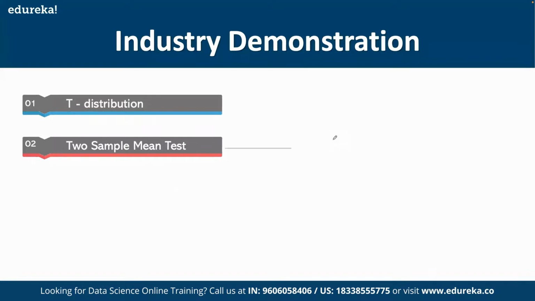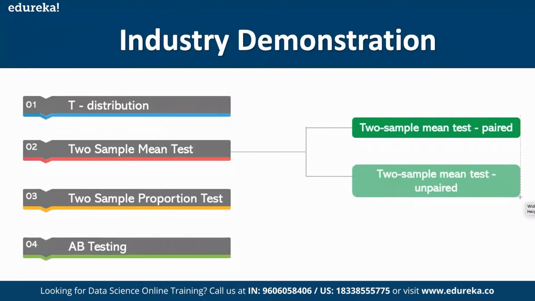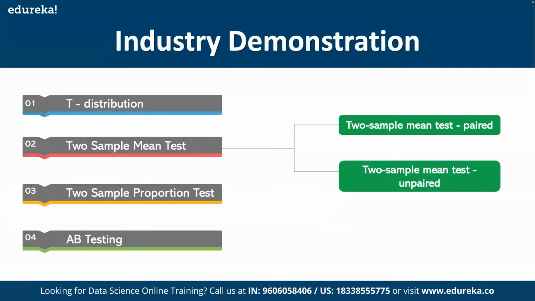And there is something called a two sample mean test. Under this, we've got the two sample paired test and the two sample independent test. Let me show you what it would mean. Under two sample tests, we've got paired and unpaired, or independent. Another kind of testing we have is the two sample proportion test and the A/B test. These are the various hypothesis tests available in statistics, which we can apply on a data set.